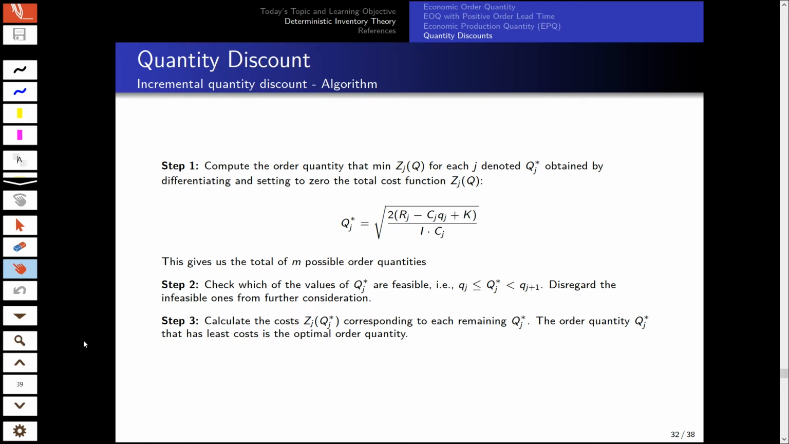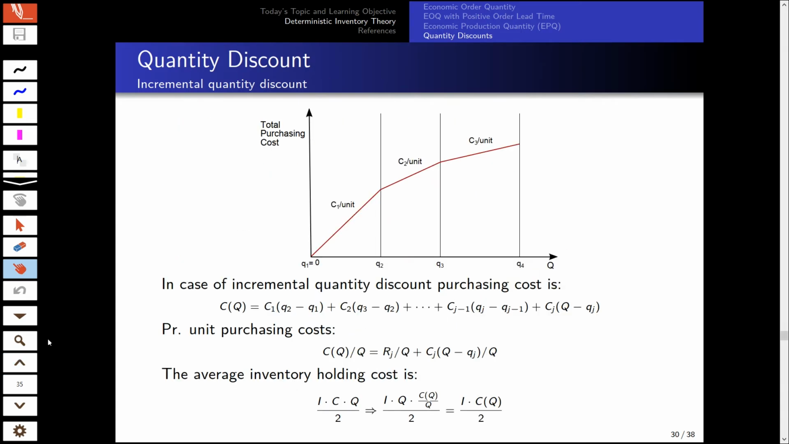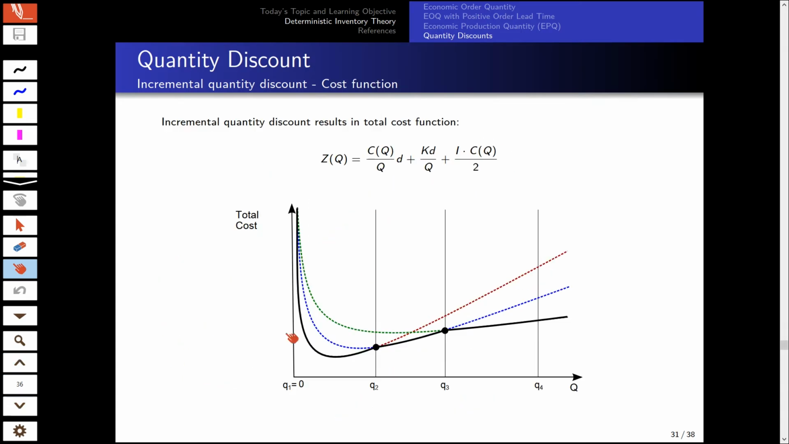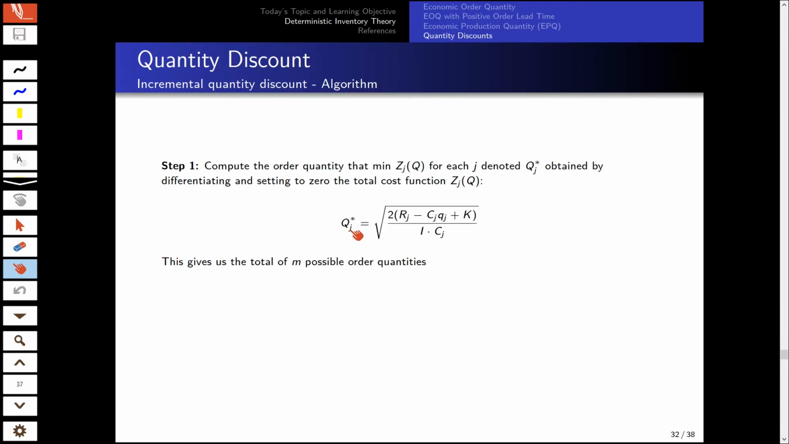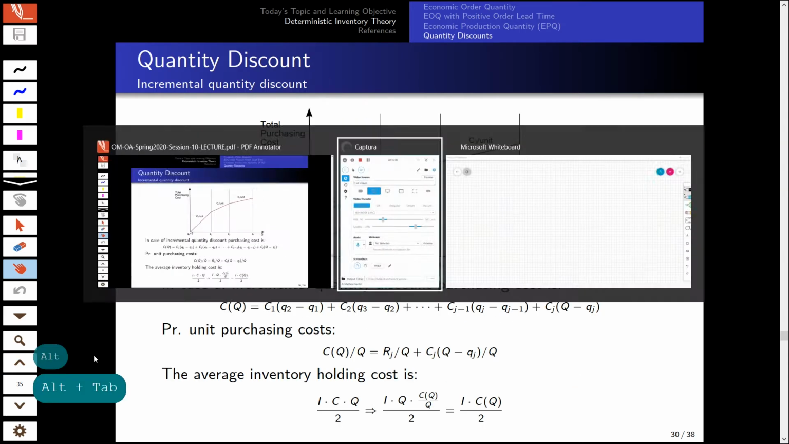This might sound quite straightforward, but it might be that you are unfamiliar with how to get to the total cost function and how to derive the optimal order quantity here. So this is what I want to show you now on the whiteboard.